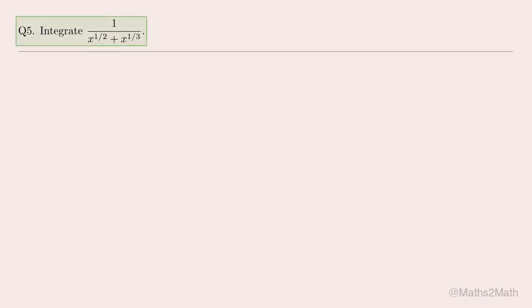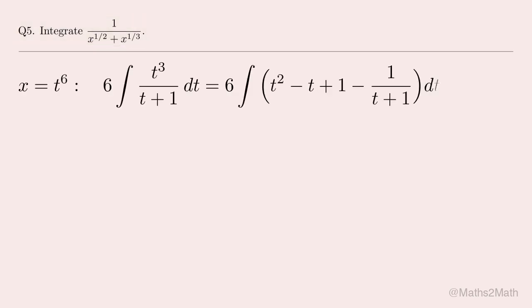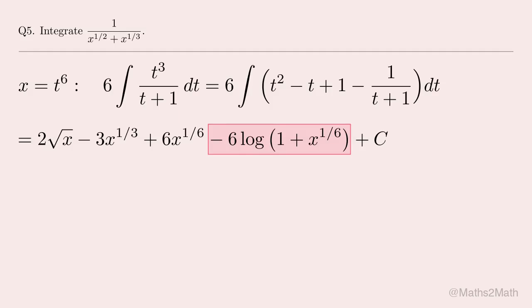Question 5. The hinted x equals t to the sixth clears both fractional powers. A polynomial division in t follows. The substitution gives 6t cubed over t plus 1, which divides out. Integrate and restore the sixth roots.